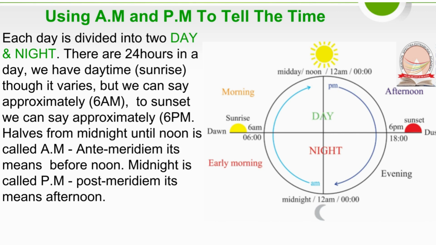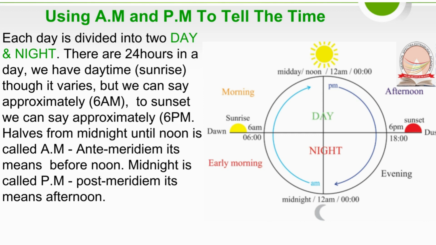Now, starting from 12 a.m. to 6 a.m., between 1 a.m., 2 a.m., 3 a.m., 4 a.m., 5 a.m. to 6 a.m., this period is called early morning. From 6 a.m. to 7 a.m., 8 a.m., 9 a.m., 10 a.m., 11 a.m., 11:59 is regarded as morning, which is sunrise. At this point, we experience sunlight.